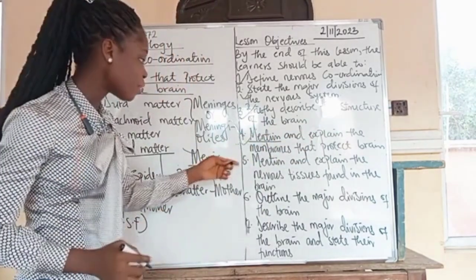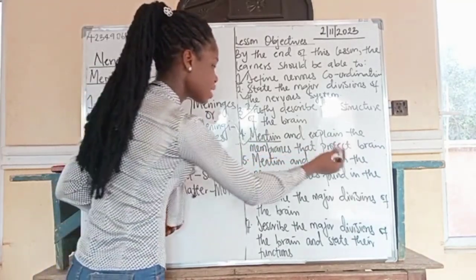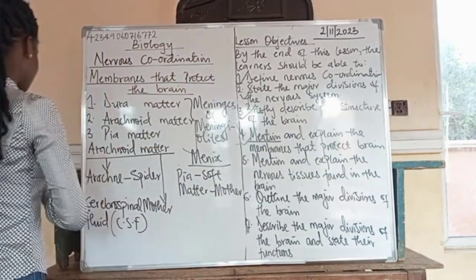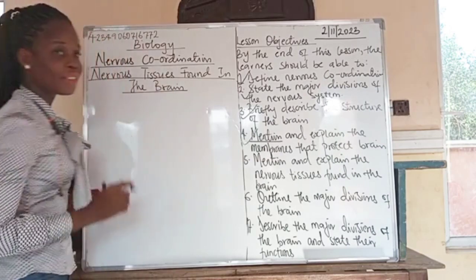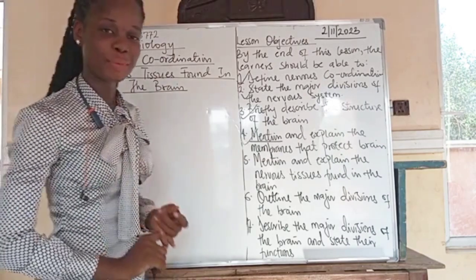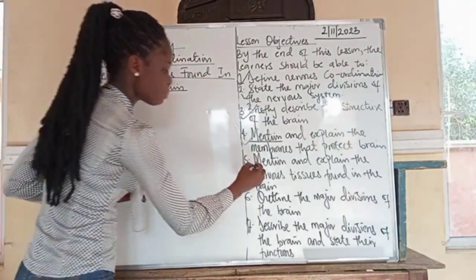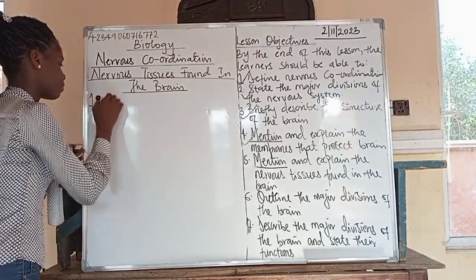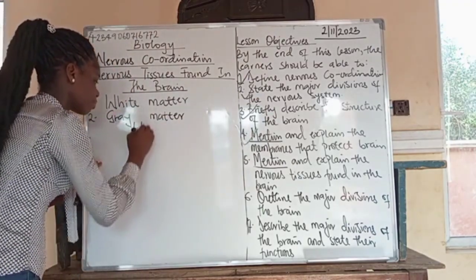We go back to our fifth lesson objective, which says that the learner should be able to mention and explain the nervous tissues found in the brain. There are two types of nervous tissues found in the brain, the white matter and the gray matter. Of course, we always start with mentioning before we go over to explaining. We start with the white matter.